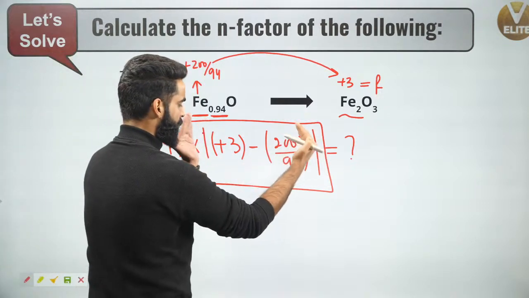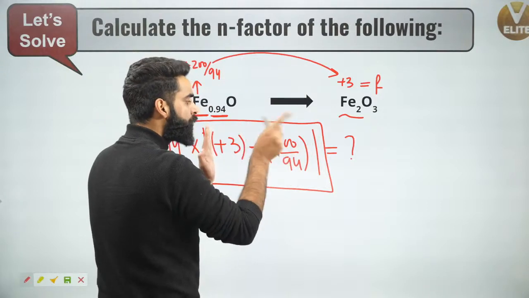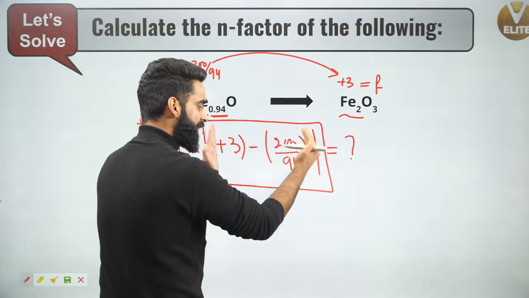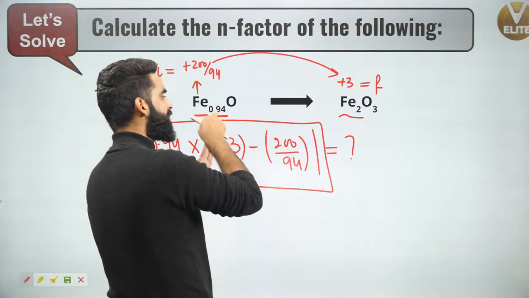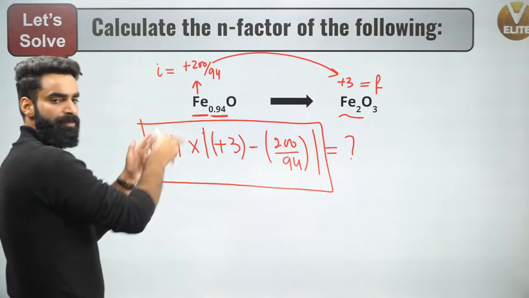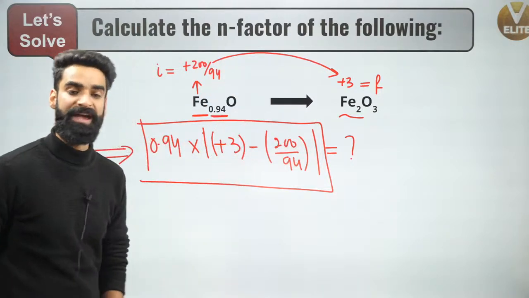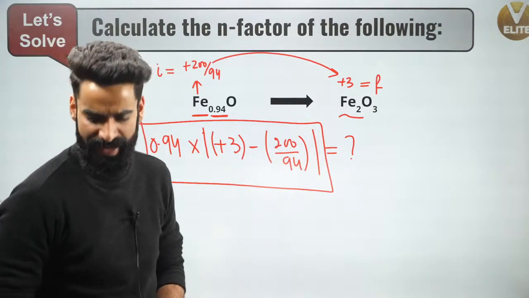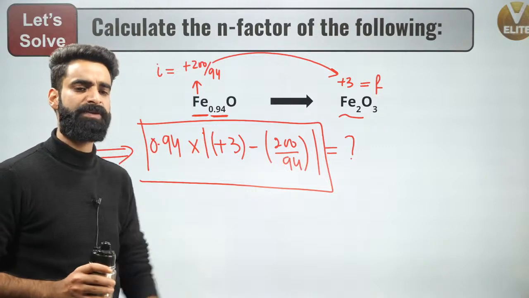This term, only this term, is going to give me the change in the oxidation state of iron, but I do not have one atom. This term gives the change in oxidation state for one atom of iron, but right here I've got 0.94, so I'm multiplying it by 0.94. Whatever value you get, that is going to be your n factor. And remember, you'll get the n factor as a fraction over here. n factor can be fractional as well. Remember that. Let me know in the chat box if you got the concept.